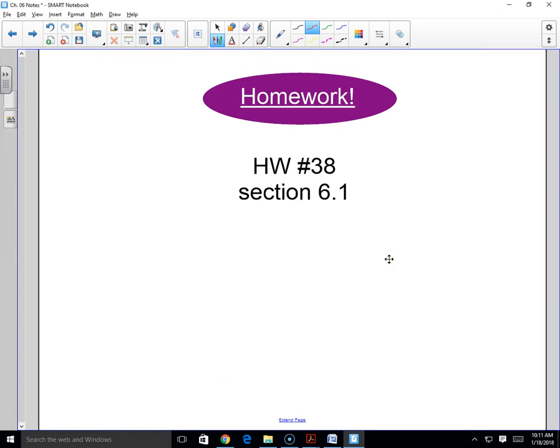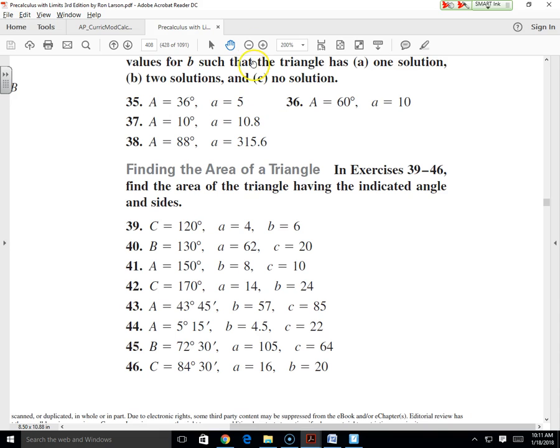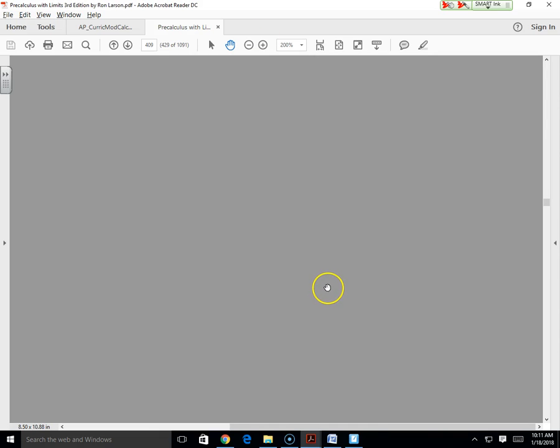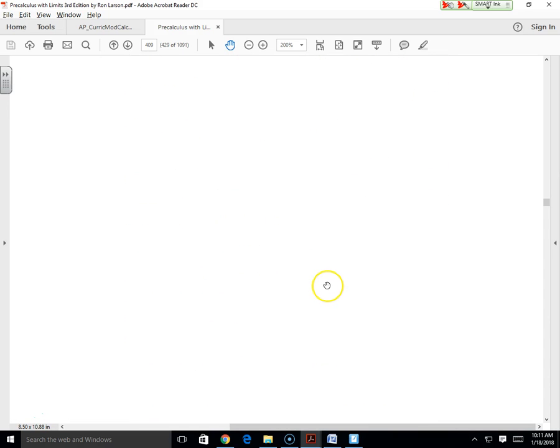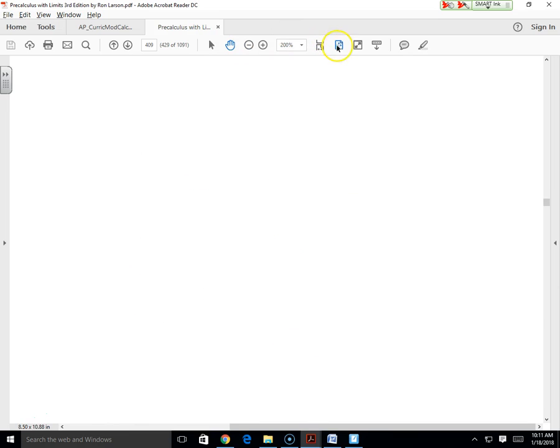Going back to homework. Okay, word problems 52, 56. Let's go find them. Oh, well that's helpful. It's just not going to show that page. It's not going to show any pages. It's going to freeze. Okay.